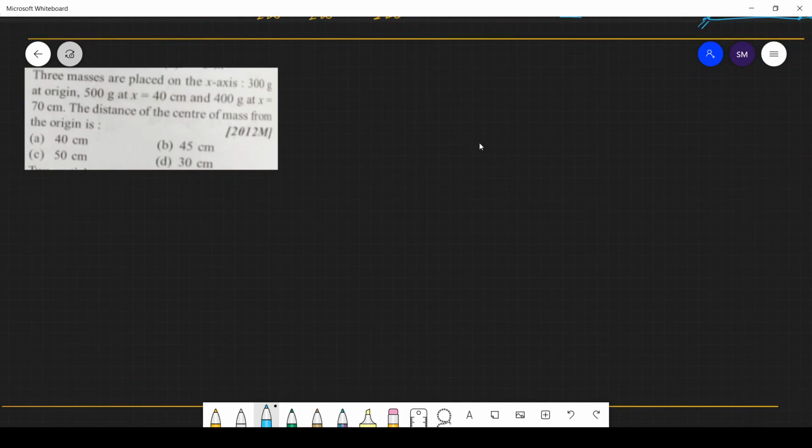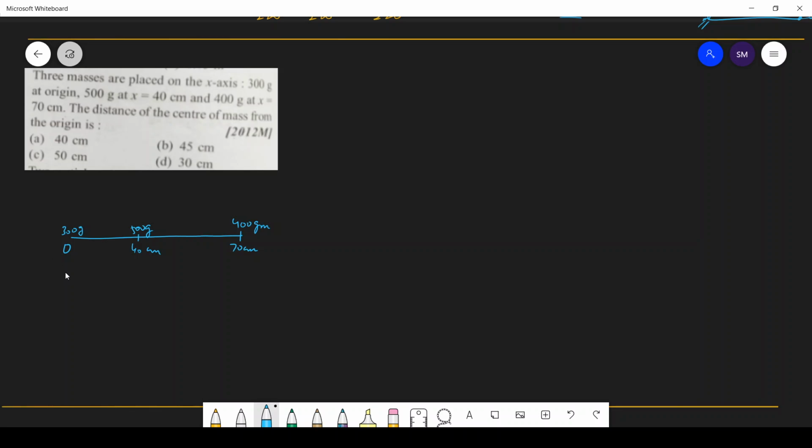Okay, think about it, there will be no confusion. Three masses are placed on the x-axis: 300 gram at the origin, 500 gram at 40 centimeter, and 400 gram at 70 centimeter. So let's do this simple question. 300 grams over here, 500 grams over here at a distance 40 centimeter, and 400 grams over here at a distance 70 centimeter. Find the center of mass.